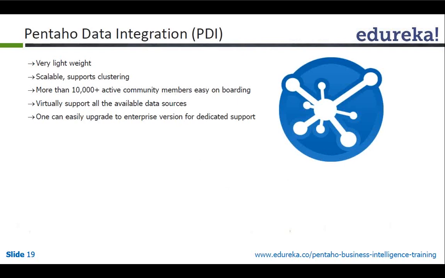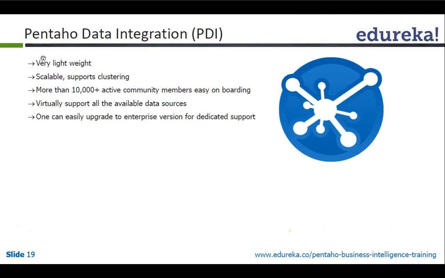More than 10,000 active community members. In fact, they are continuously growing. It virtually supports all the available data sources. That's one of the prominent features, thanks to a lot of effort put in by the community. One can easily upgrade to an enterprise version for dedicated support. If you really want real-time support, premium support, then you can sign up for an enterprise license.